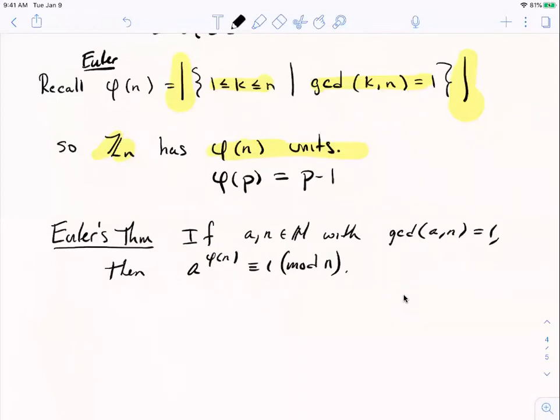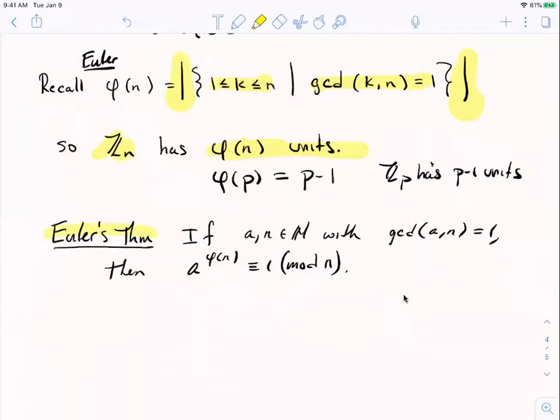So Zp has p minus 1 units. We already proved that above in this lecture. Oops, not 'his', it's 'has'. Zp has p minus 1 units. I don't know why I'm dotting my a. Cool. All right, so last result.